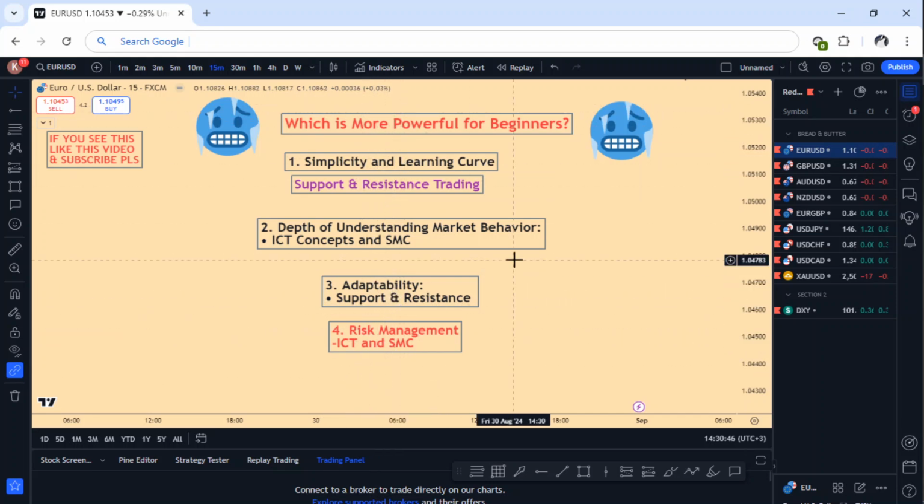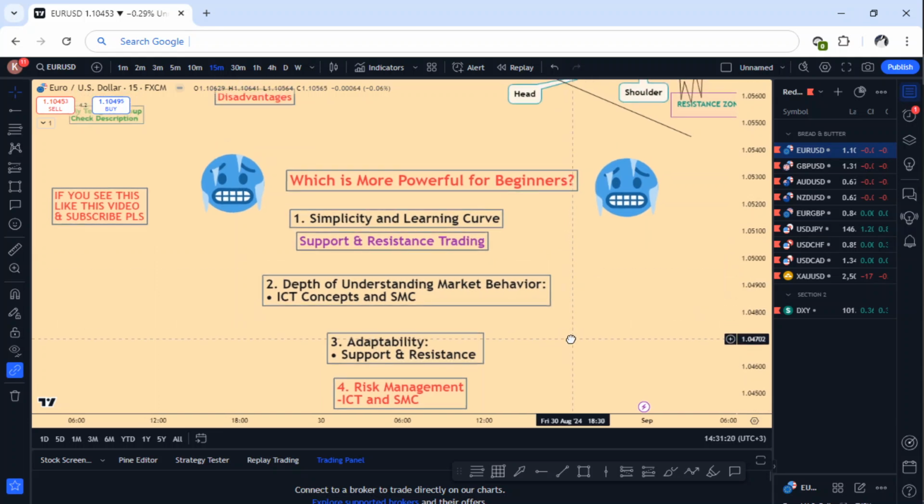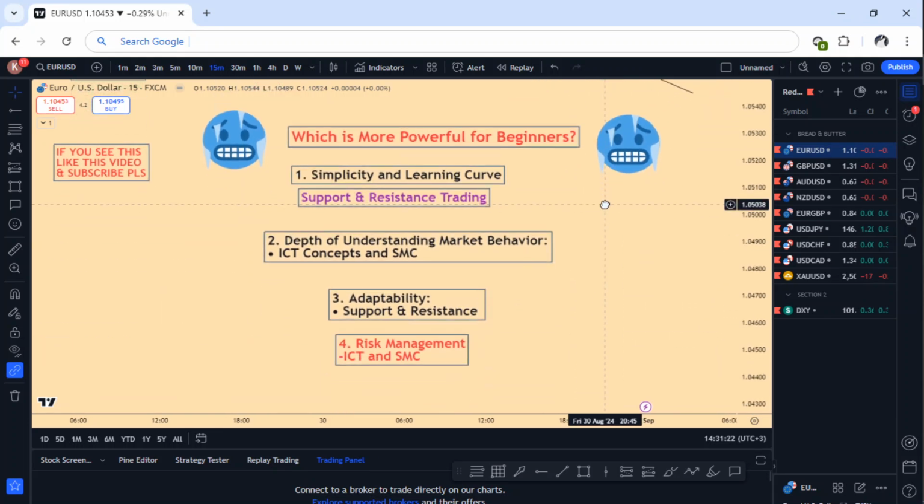So choose whichever you want to use the best, and then go with it, because for any beginner, support and resistance is usually the best starting point due to its simplicity and ease of understanding. Once you are comfortable with this concept, you can start exploring smart money concept, and then you can go deeper into ICT concepts to gain a more sophisticated understanding of market behavior and the institutional influence. Each of these approaches has its own strength, which I've discussed. So based on them, pick whichever you like.